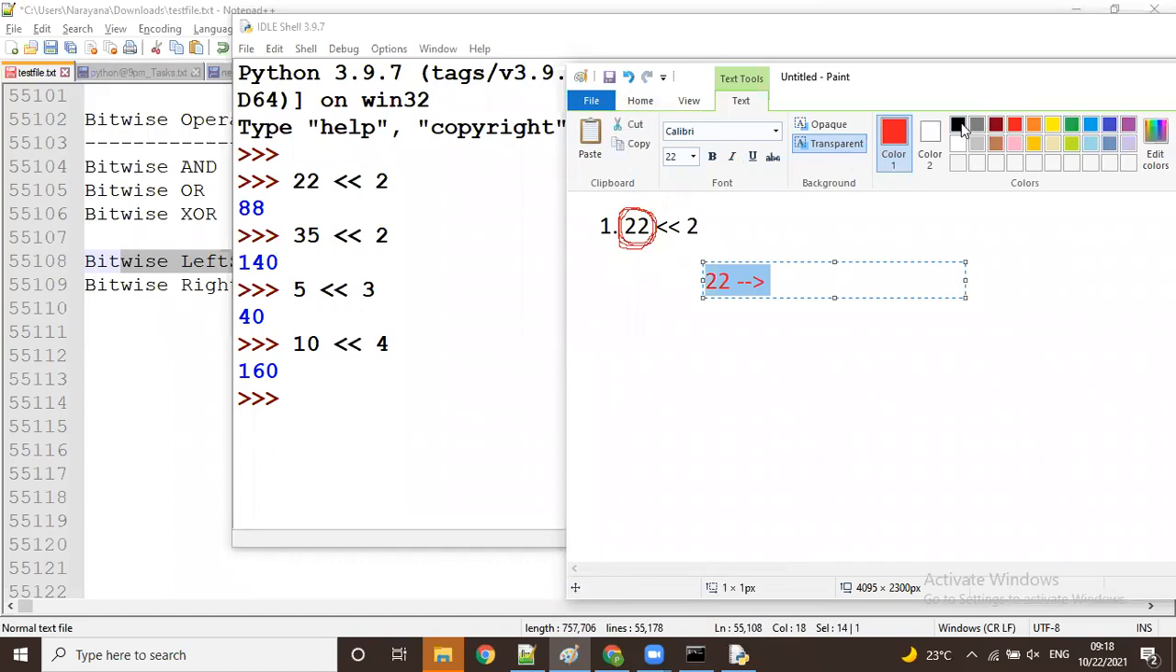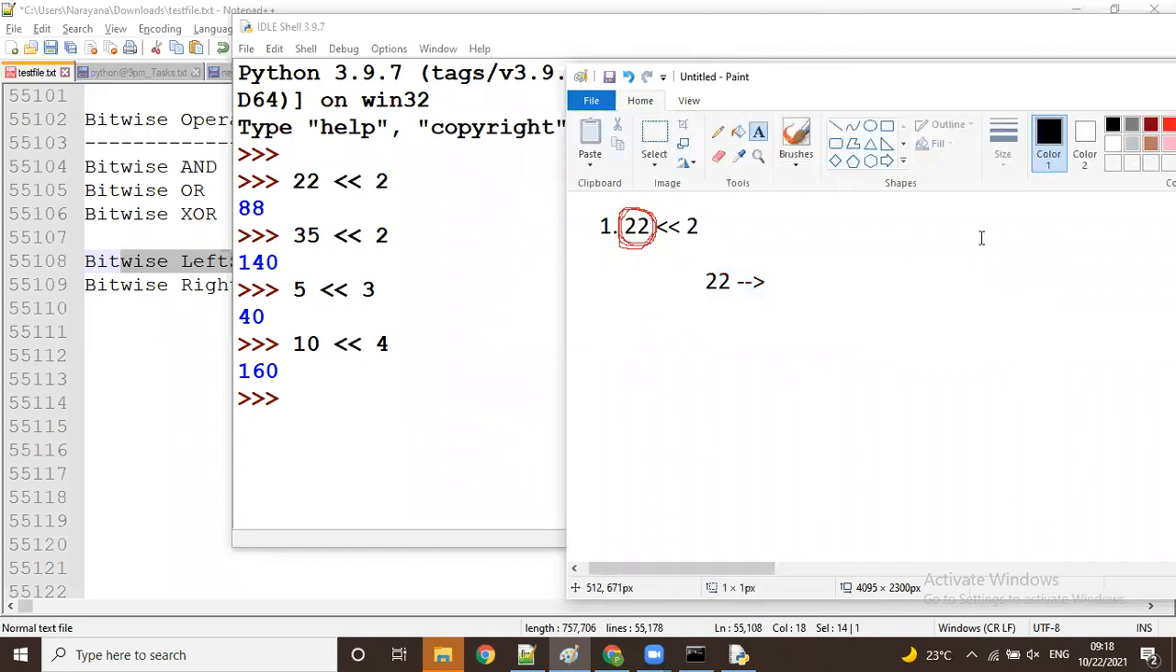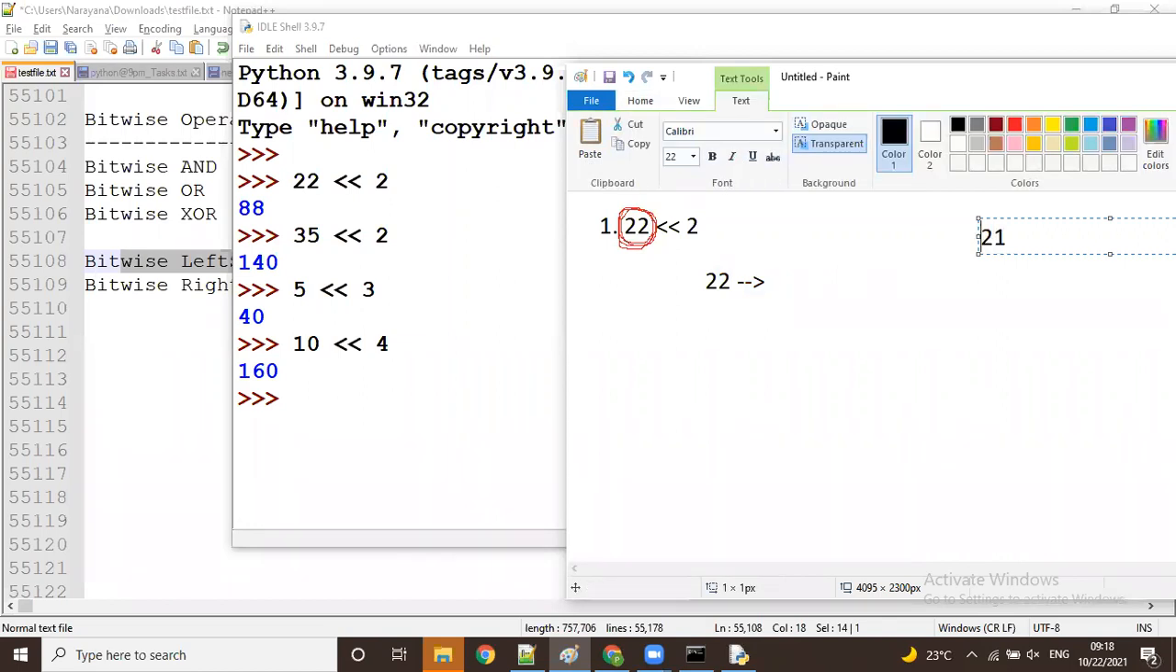Generally, what is the binary number of 22, guys? We start from 1, next 2, next 4, next 8. I'll take up to 8, guys. Is it enough, or should we take the next number also? Tell me now, all of you.